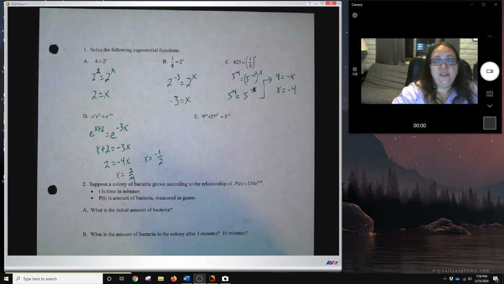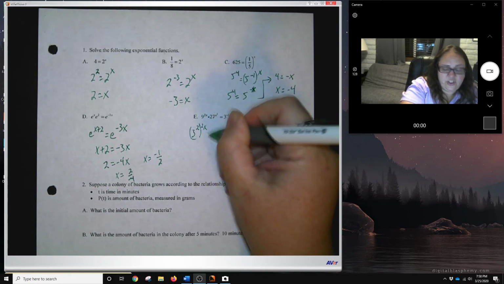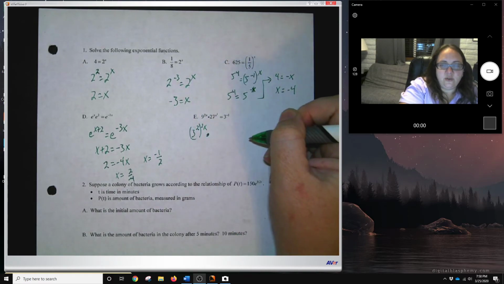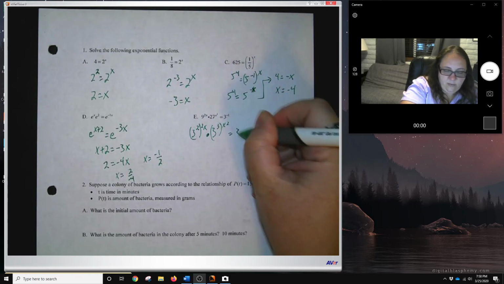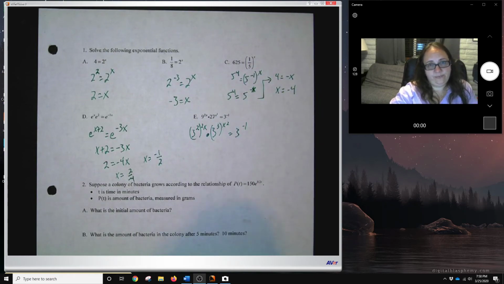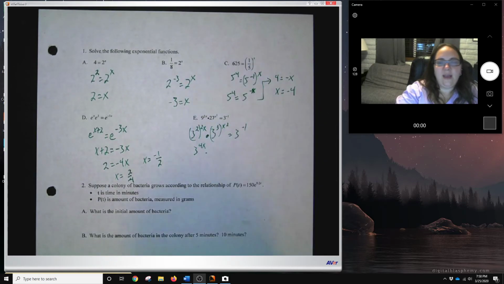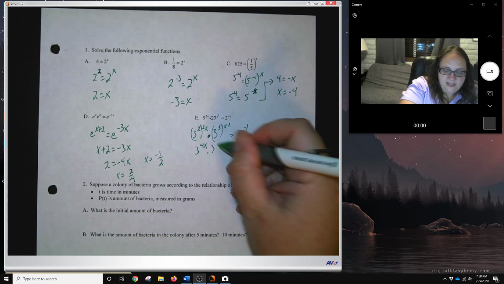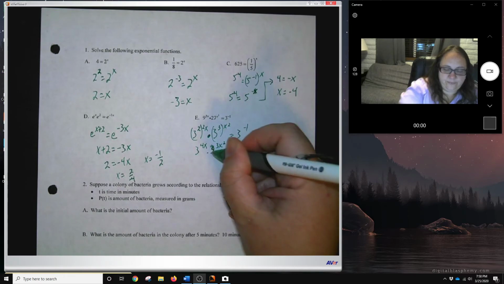Okay, last but not least for this section, 9, 27, and 3 can all be written as base 3. So 9 is the same as 3 to the second, to the 2x. 27 is the same as 3 to the third, to the x squared, and then we'll keep this as 3 to the negative 1. So again, the rule is when you take a power to a power, you multiply. So this is 3 to the 4x. This is 3 to the 3x squared, and that's still 3 to the negative 1.